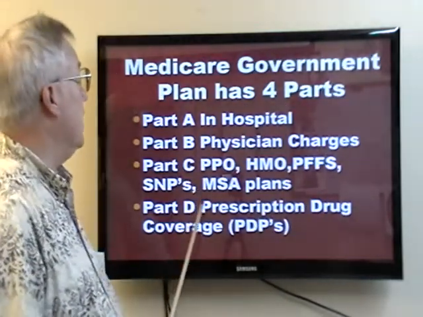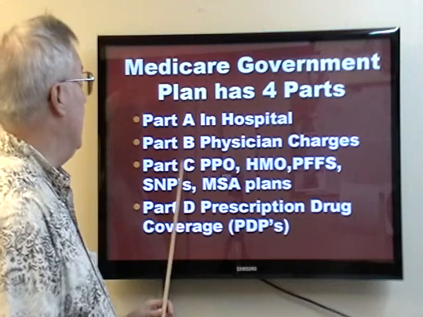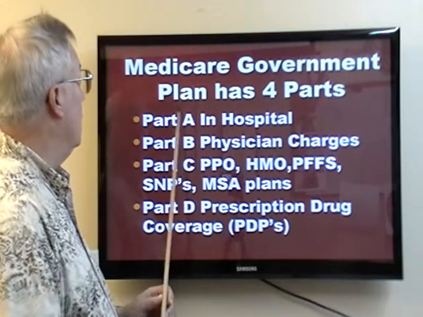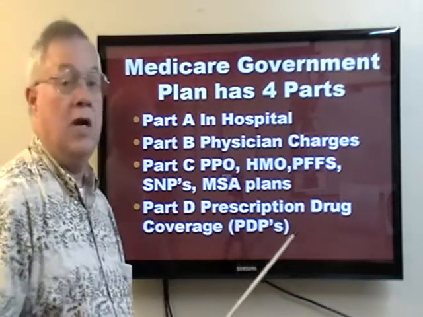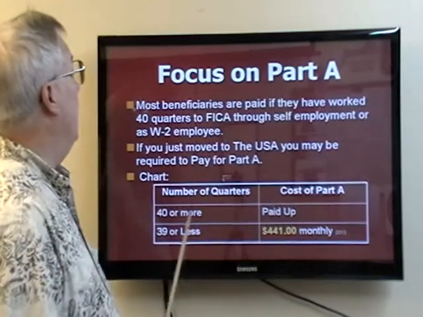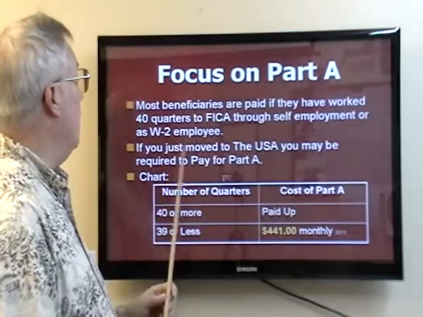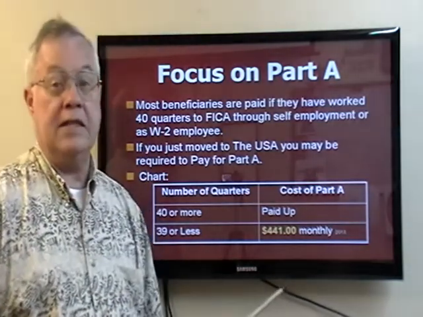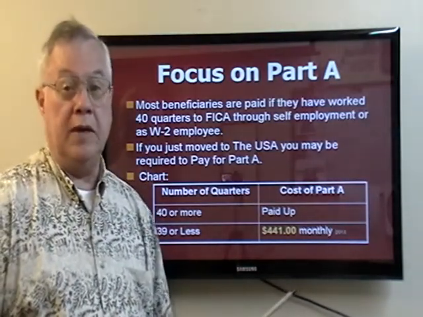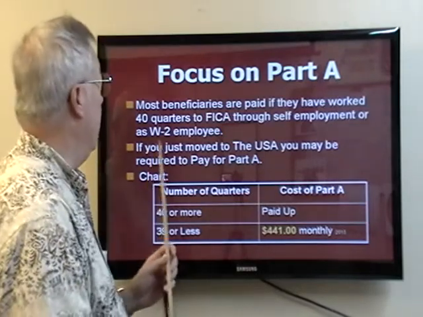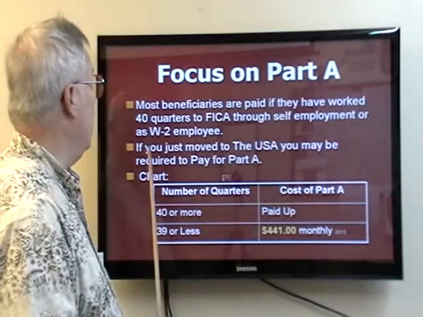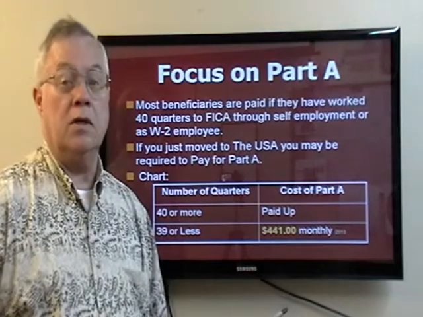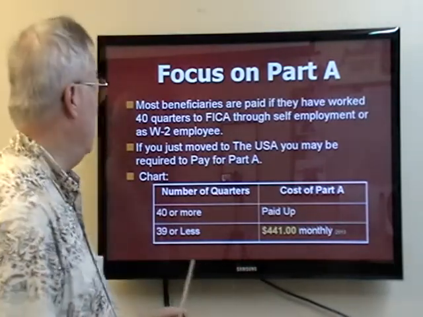The Medicare government plan does have 4 parts. You have Part A, B, C, and D. What we're going to do is focus in on Part A today. The focus on Part A being most of the individuals have paid 40 quarters into FICA. You look at that on your paycheck. If you're self-employed, you usually pay that tax yourself. If you're a W-2 employee, your employer's paying it and you're paying it too.